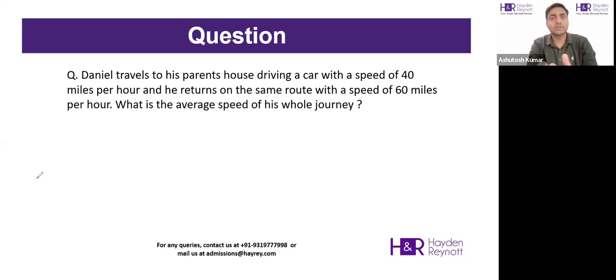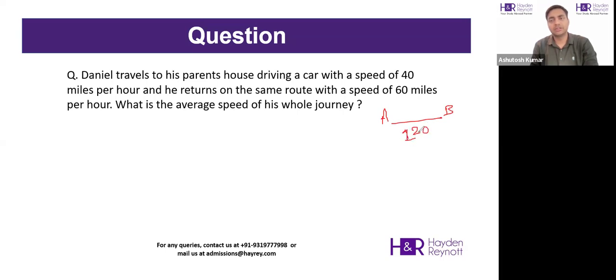So what you have to do here is to find out the total distance traveled and the total time taken to find the average speed of the whole journey. We don't have the total distance traveled here, and we don't have the total time taken. So what we can do is assume a distance from his parents' home, let's say point A, to point B, as let's say 120.